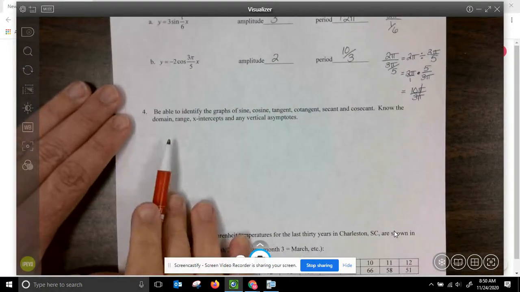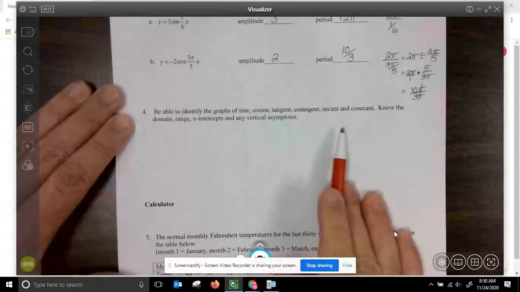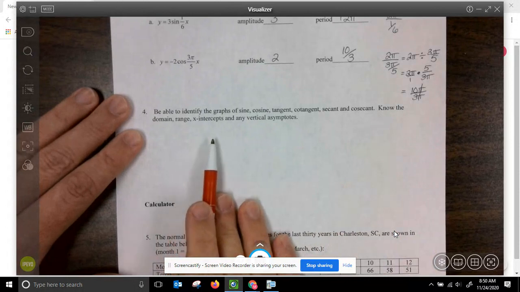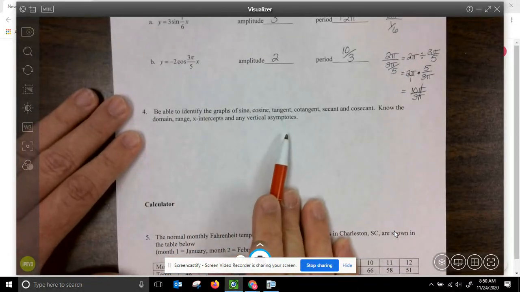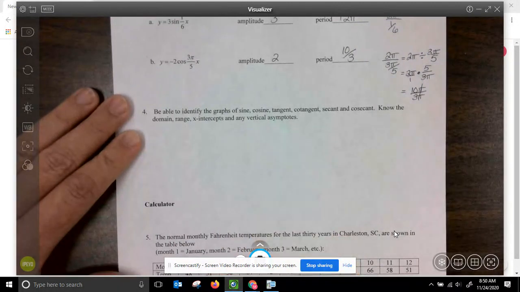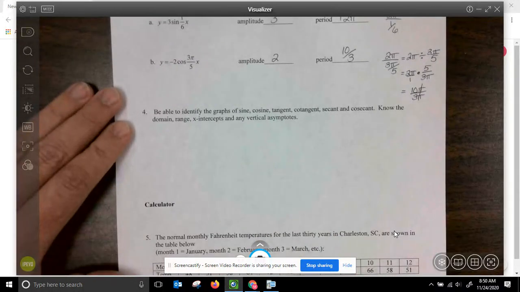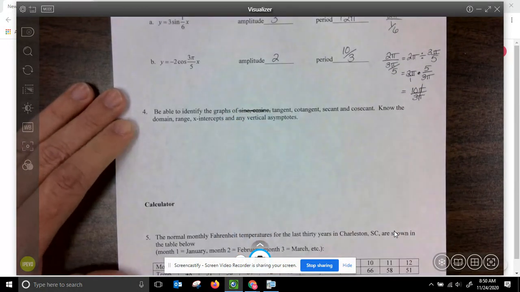All right, number 4 says, be able to identify the graphs of sine, cosine, tangent, cotangent, secant, and cosecant. Know the domain, range, x-intercepts, and any vertical asymptotes. Now there is a post under materials that just says other trig functions, and it has all of this information for you. I'm not really too concerned about sine and cosine, because you're going to be actually graphing some of those by hand.